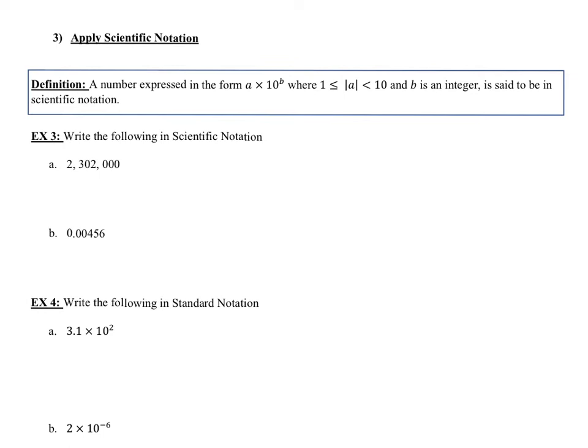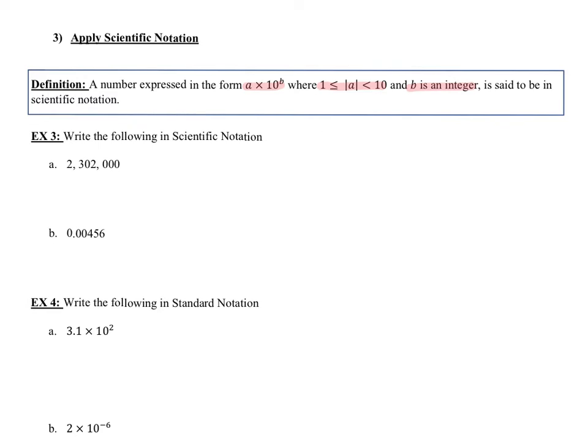So by definition, a number expressed in the form of a times 10 to the b power, where a is between 1 and 10 and b is an integer, is said to be in scientific notation. It's called scientific notation because most often this notation is used in scientific problems. So let's go ahead and work with this.